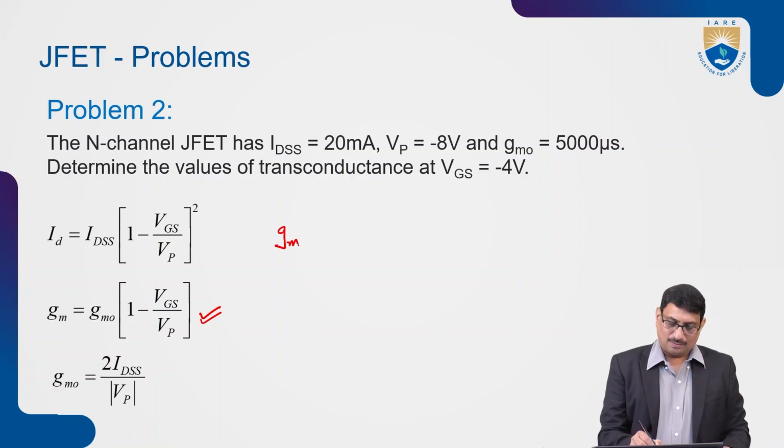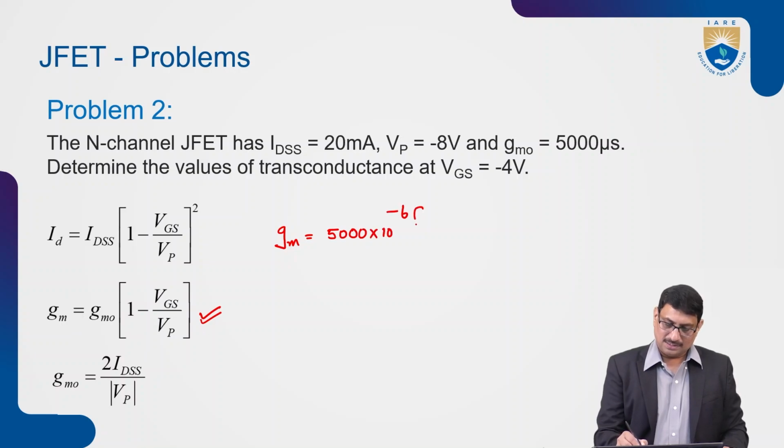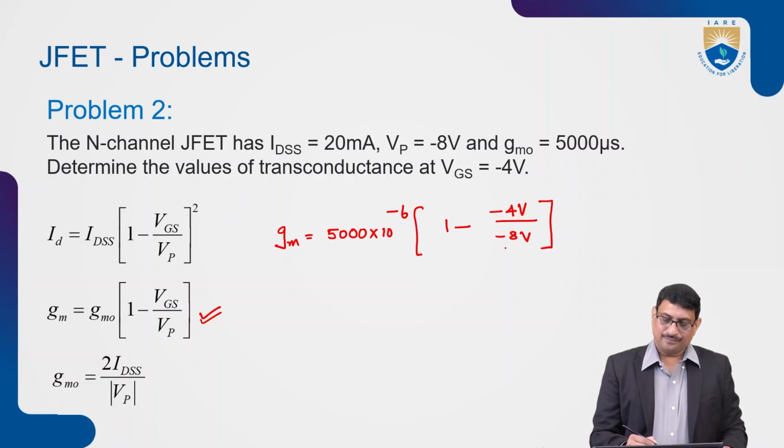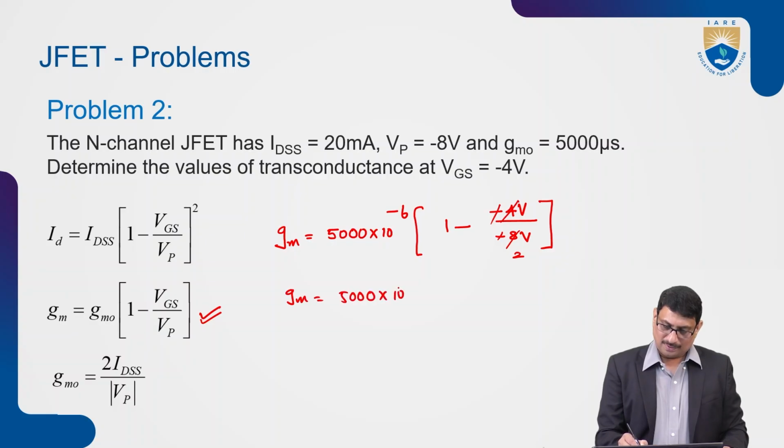So, the GM equal to GM naught, which is given as 5000 into 10 power minus 6 Siemens, into 1 minus VGS, which we are asked to calculate at VGS equal to minus 4 volts, divided by VP, which is minus 8 volts. The minus signs cancel, and it is 4 by 8, or 1 minus 1 by 2, where it is 5000 into 10 power minus 6 into 1 minus half.